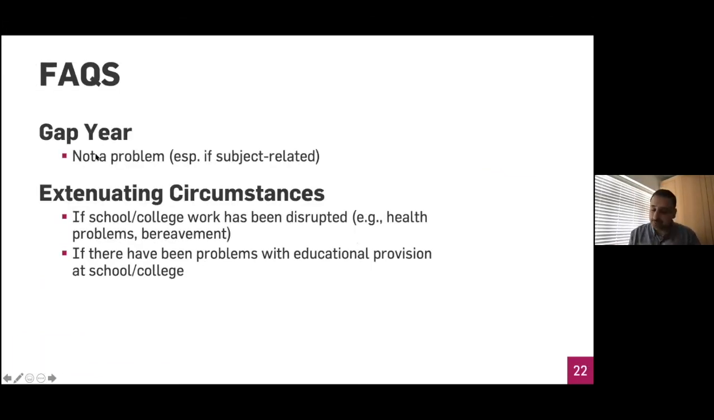So hopefully this gives you an idea about the application process, what sort of things to expect at an interview, and how to go about preparing a personal statement. Just going to finish on this slide to talk about some typical frequently asked questions.